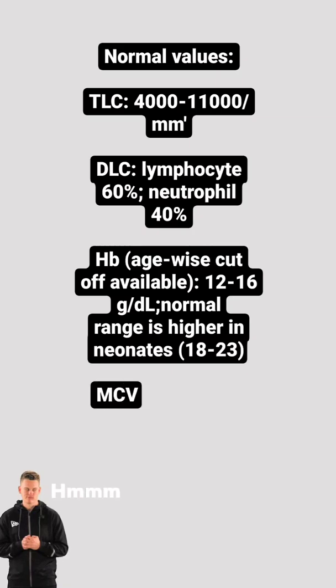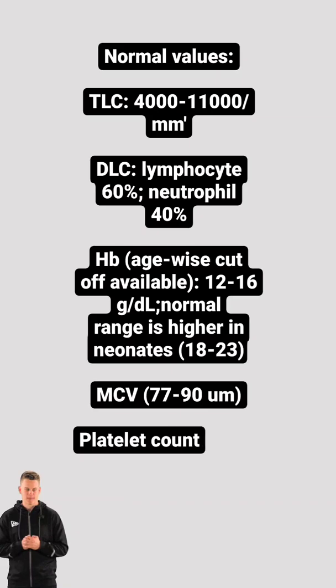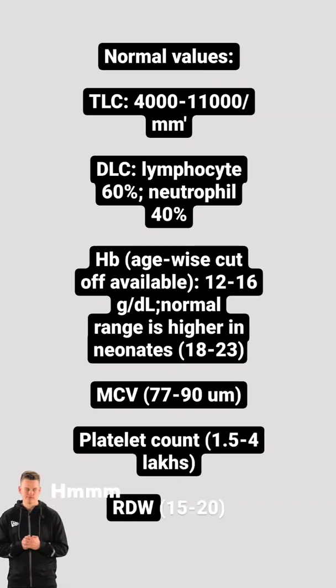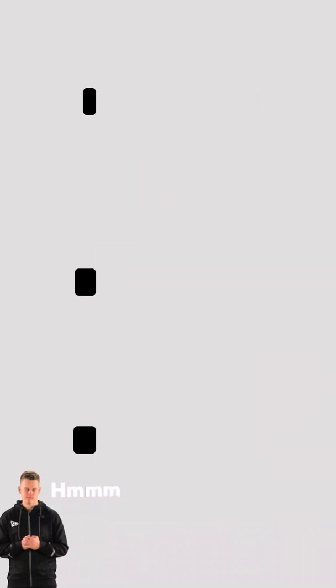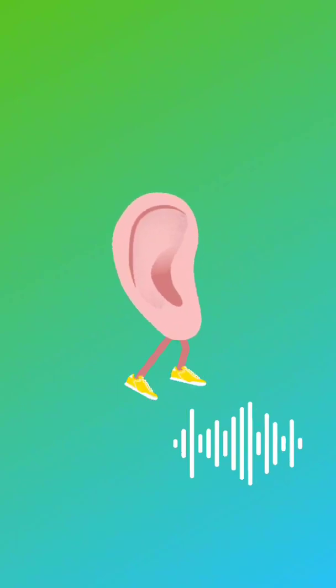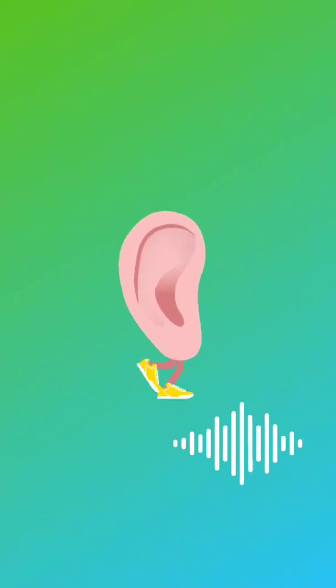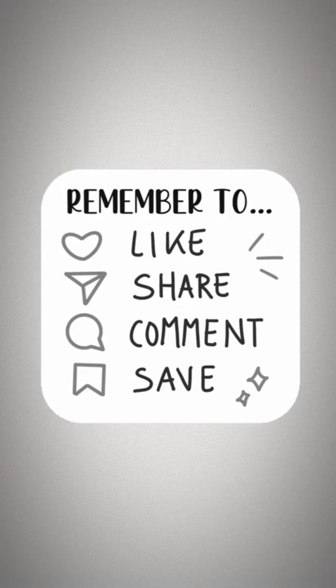Then MCV, that is mean corpuscular volume. The normal range is 77 to 90 femtoliters. Platelet count falls in the normal range of 1.5 lakhs to 4 lakhs. And the red cell distribution width falls between 15 to 20.